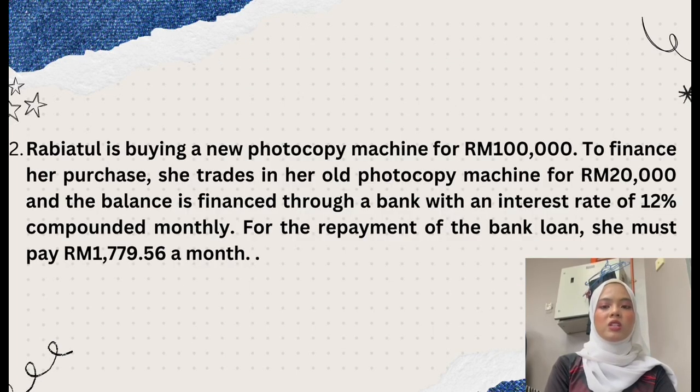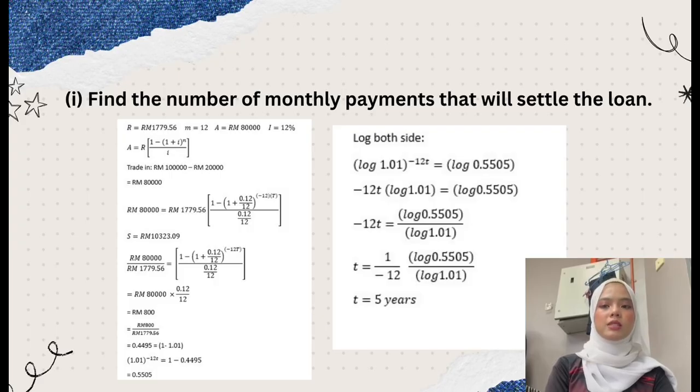Next, we are moving to question 2. Rabiatul is buying a new photocopy machine for RM100,000. To finance her purchase, she trades in her old photocopy machine for RM20,000 and the balance is financed through a bank with an interest rate of 12% compounded monthly. For the repayment of the bank loan, she must pay RM1,779.56 a month. Find the number of monthly payments that will settle the loan.